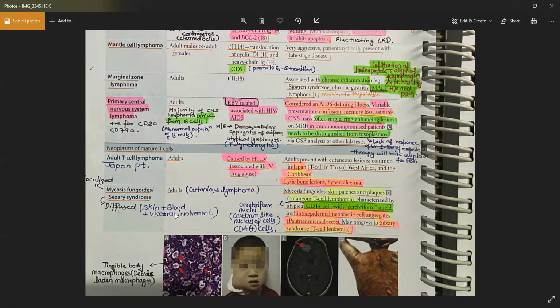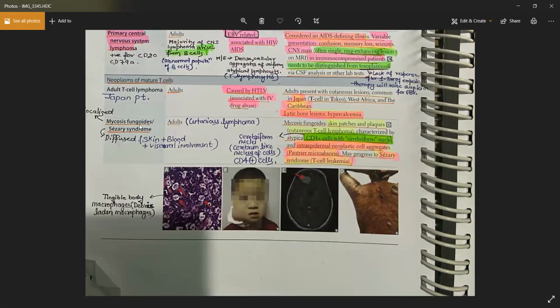And then comes the mycosis fungoides. It is a localized disease, and the Sézary syndrome is a diffuse disease. Very important. Whenever the disease is localized, you will call it mycosis fungoides. If the disease is disseminated in your body, which means the skin and the organs as well as the blood involvement, you will call it Sézary syndrome. In this case, you will be having a T cell neoplasm. First of all, it will only involve your skin, so you will see skin patches, skin nodules, or skin plaques.